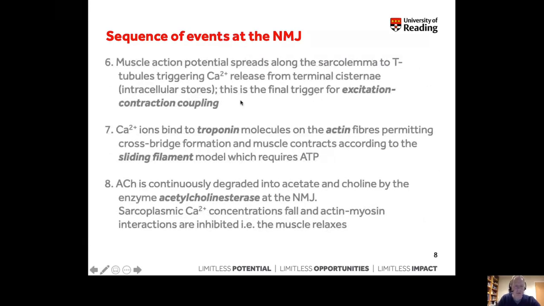This is the rest of the sequence of events. These are the ones that we're going to cover in the muscle physiology lecture. That's why they're grayed out. But just for completeness, I'll go through these very quickly.